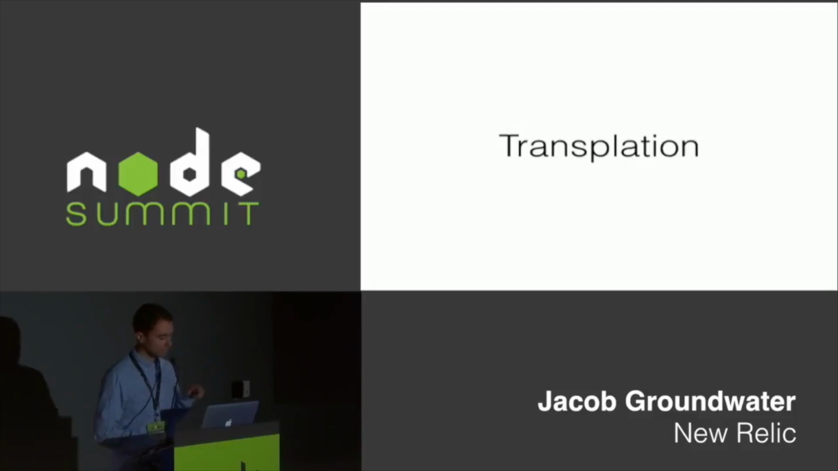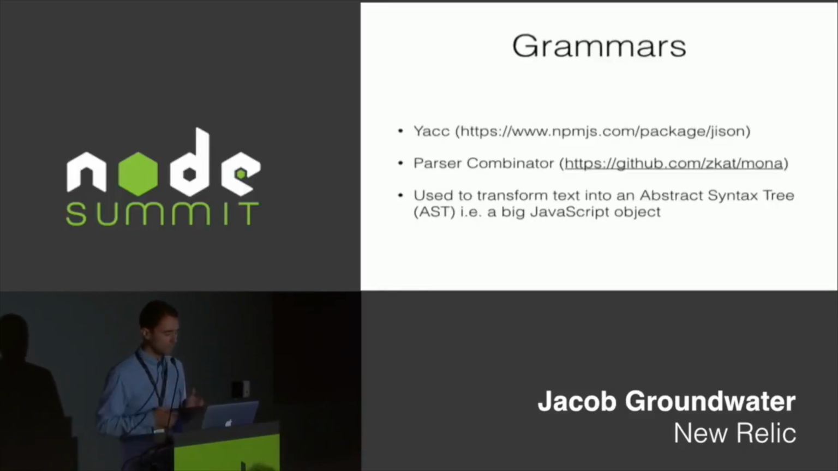Transpilation, I really want to get into this. This is a cool topic. If you want to let people execute logic on your server, I think this is one of the best ways to do it. You can write grammars that will parse arbitrary language, and you can make it as complex or simple as you want. There's JISON, which is a YACC, and parser combinators by Kat, who works at NPM. There's a little bit of overhead to learn this, but I do think there are pretty good rewards.